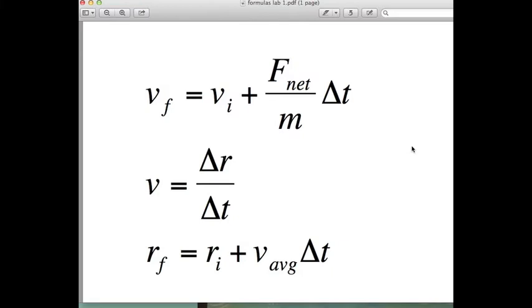In the velocity equation of v final equals v initial plus force divided by mass times change in time, the force would be zero, showing that the final and initial velocities are the same and would be constant.